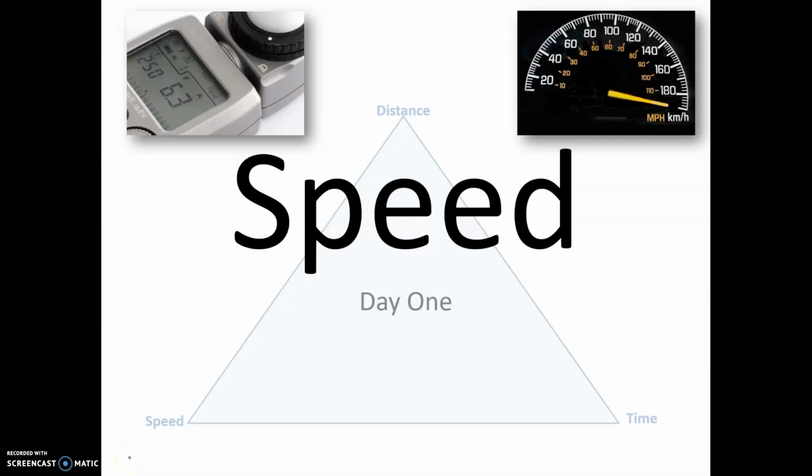During this unit, we're going to go back to the idea of rates, which if you'll remember from our ratios unit, are special types of ratios. Rates compare two quantities with different units. Speed is a special kind of rate that compares distance to time.